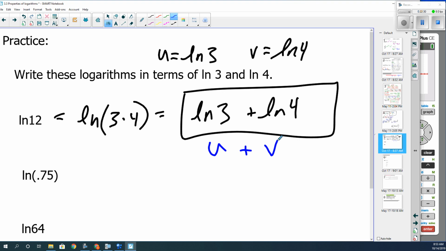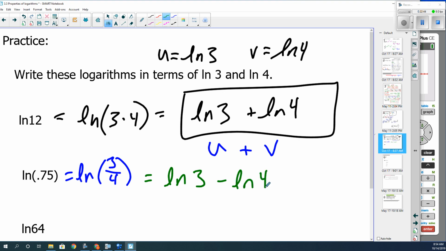Yep, 3 divided by 4. So I'll just say this is the same as natural log of 3/4. Since that's division, I know when I expand it out, the top of the fraction gets the positive, the bottom of the fraction gets the minus. And if I wanted to do this where u was natural log 3 and v was natural log 4, I could say this would be u minus the natural log 4, which was the v.